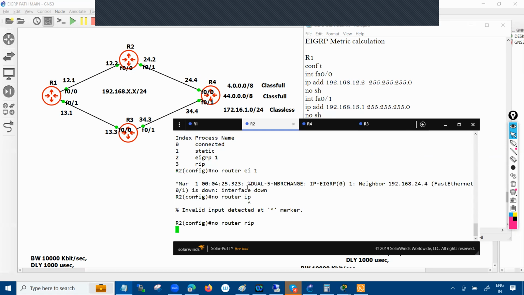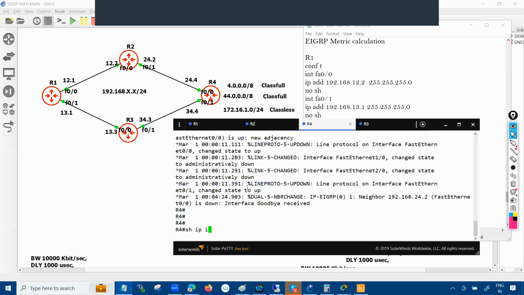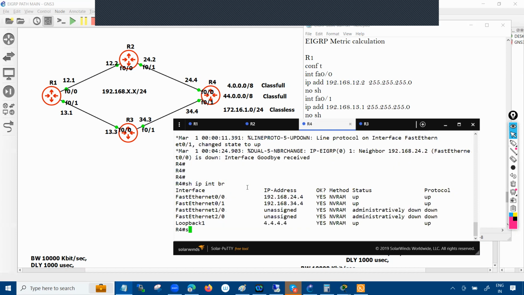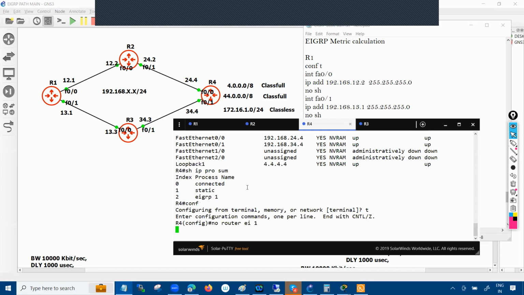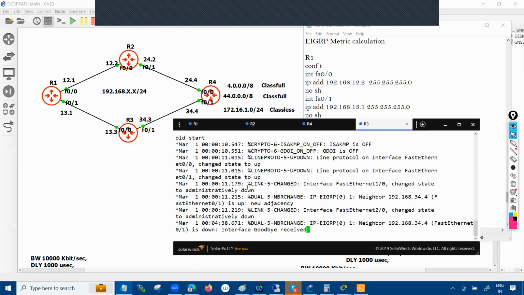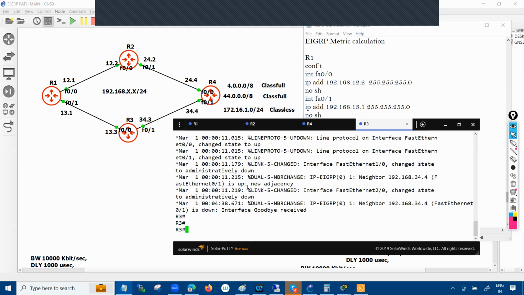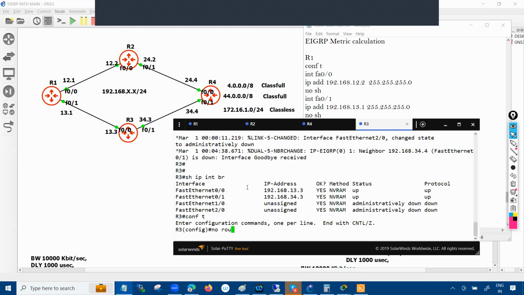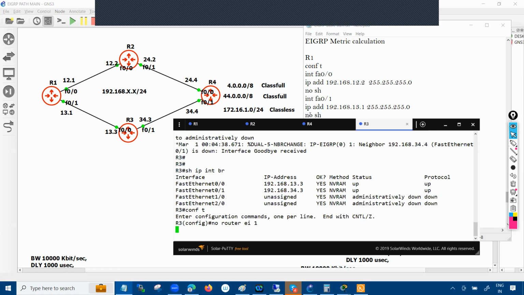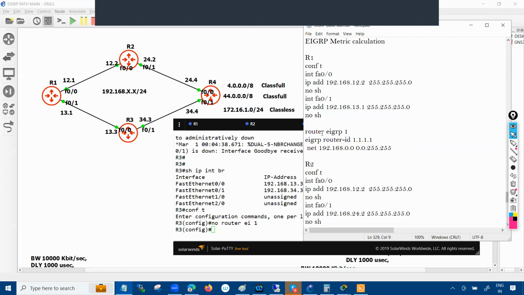All good on router 4 as well. So show IP interface brief, all good. Show IP protocol summary, it's there. Let me enable it: no router EIGRP 1. And on R3 as well, because I want to do the EIGRP configuration from scratch. That's why I'm removing EIGRP from every router. So no router EIGRP number 1. Okay, so let's start with the EIGRP configuration on router 1.